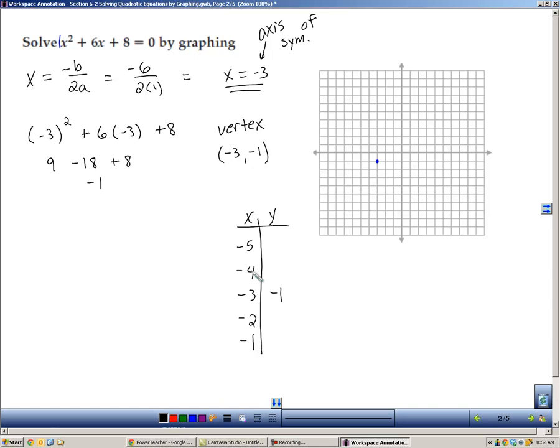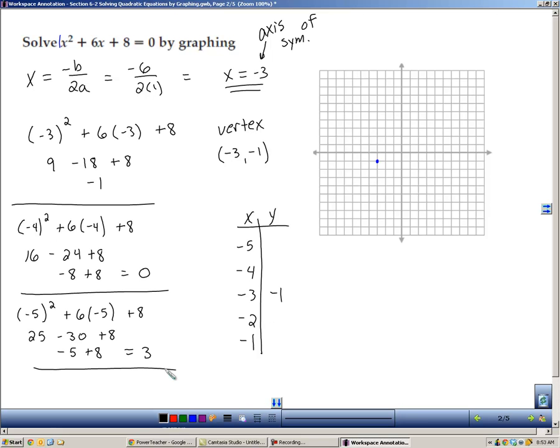Why don't you pause the video and try to plug in these x values and figure out their y's, and then come back and see what the solution is. So here I've done the work for -4 and -5. When I plug in -4, I get a 0. And when I plug in -5, I get a 3.